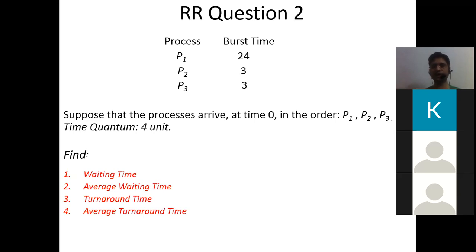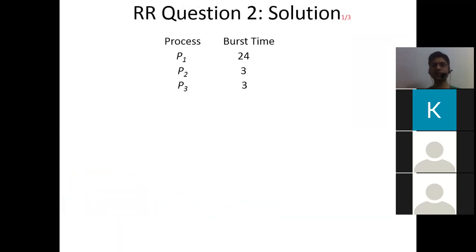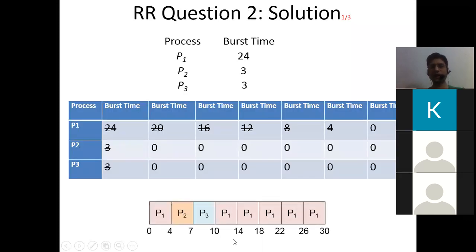Okay, let's see. Here are the processes and the burst times. And here is how to calculate and design your Gantt chart. Firstly, we have 24, 3, 3. Then after giving the 4 time slot, we have 20. And P2 is going to finish its execution in 3 burst time only. And P3 is also going to finish its burst time within the 4 time unit. So after that, we can see P2 and P3 have exited from the ready queue. Only P1 is left in the ready queue and it will get all the CPU time after that, but in chunks of 4 units.